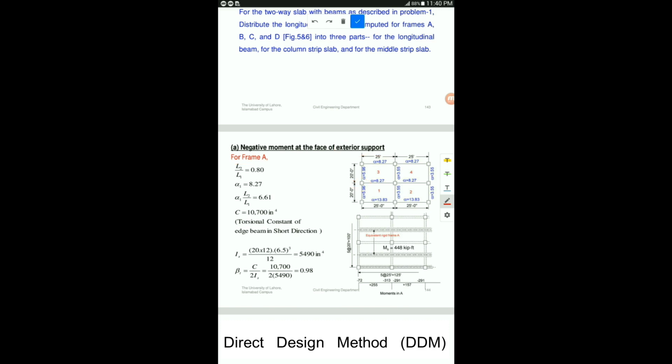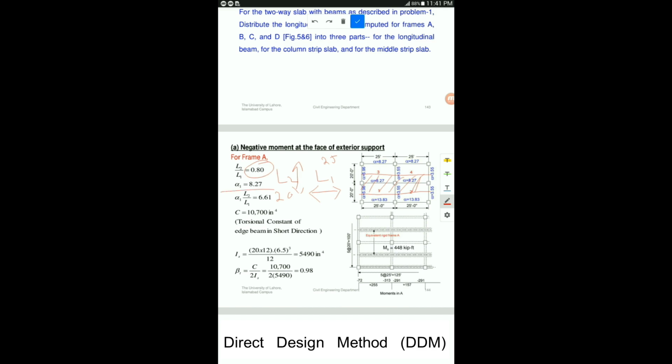Because you know that the rigid frame A is running here like this. This is the rigid frame A. Every dimension in this direction, because it is running along the x-axis, will be L1, center to center, and all the dimensions parallel to the y-axis will be considered as L2. So for rigid frame A, the center to center span L1 is coming out to be 25 and L2 is 20. So divide 25 by 20 and you're going to get 0.80.